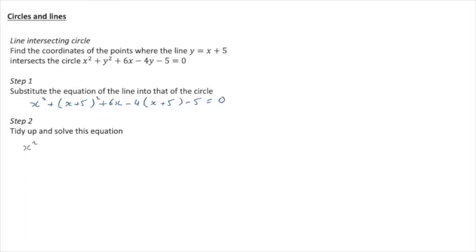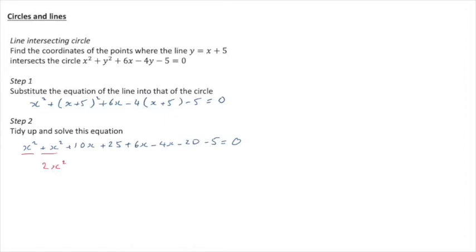So we've got our x squared. x plus 5 squared is going to be x squared plus 10x plus 25. Then we've got our 6x. Minus 4 times x plus 5 is minus 4x minus 20. And then our minus 5, and that's equal to 0. Now we need to gather up our bits.